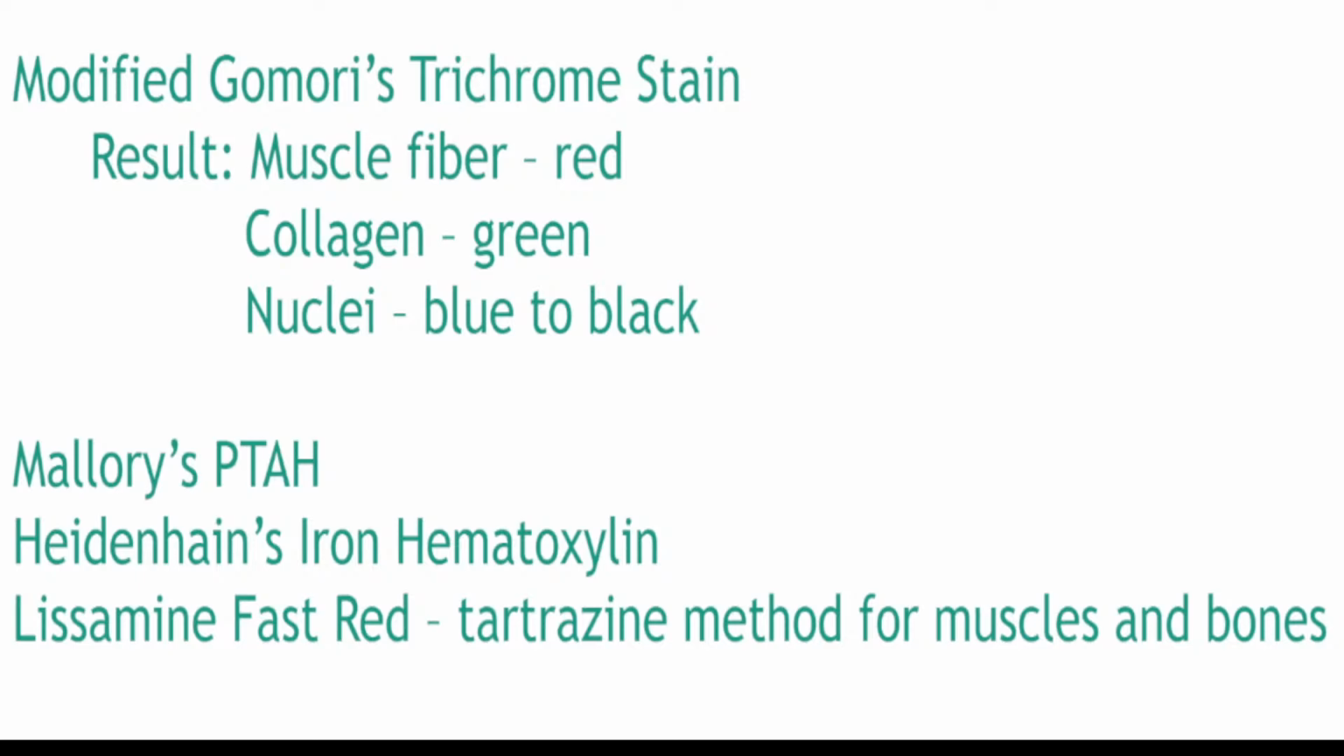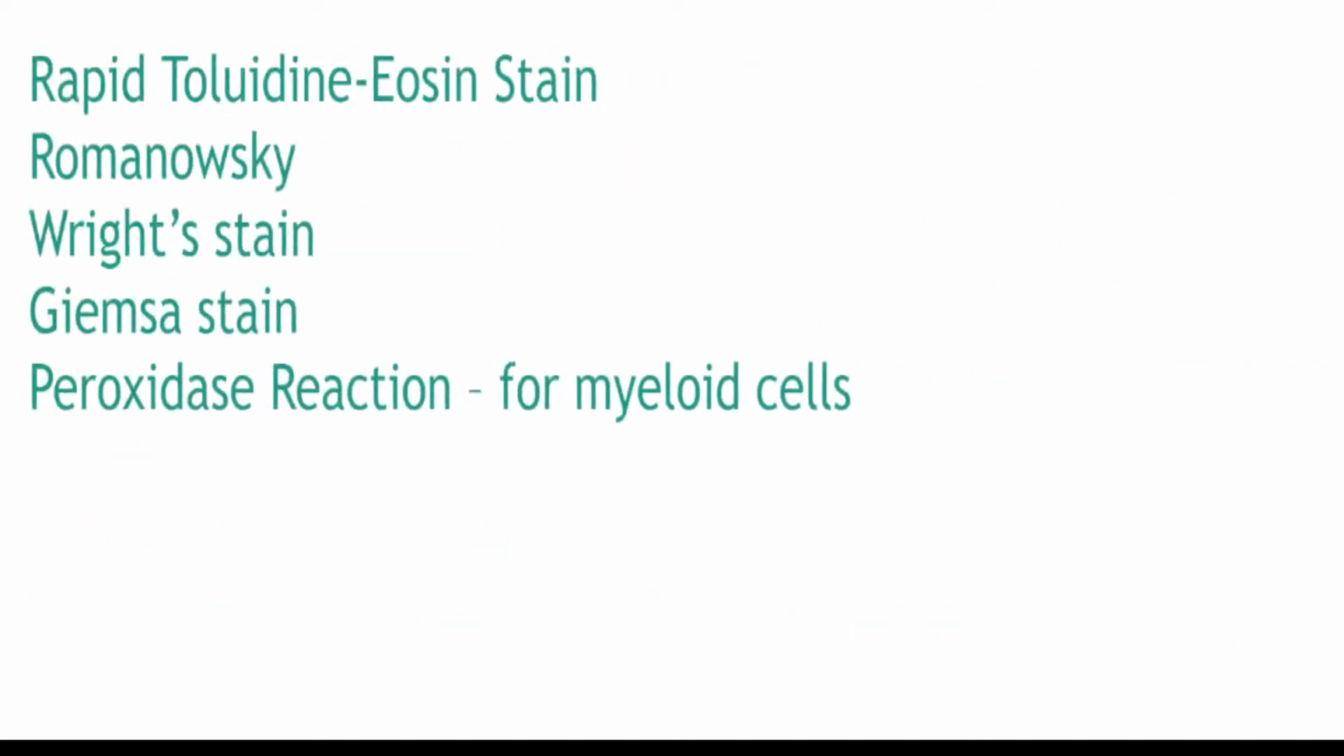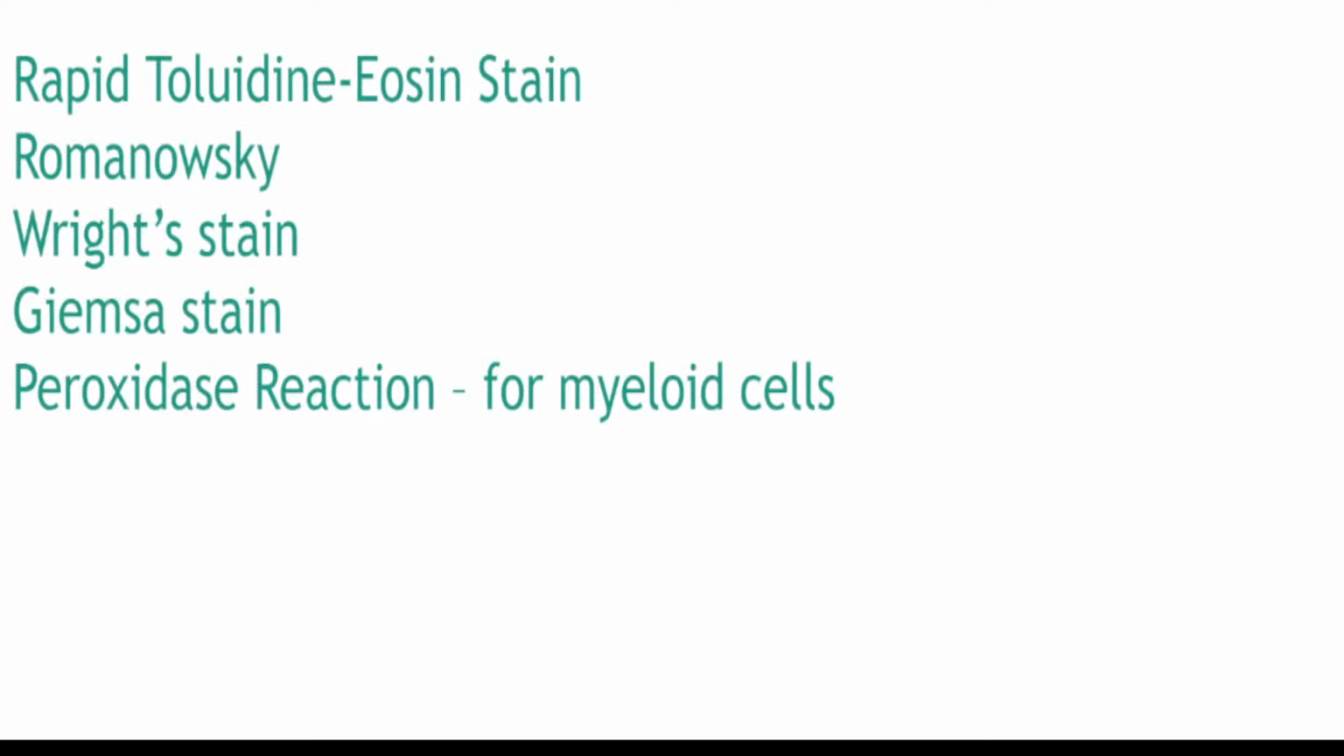Not very important. They didn't ask that one, that's why I didn't put anything in it. Stains for bone marrow and blood elements. I think you will have this in your board exams, not just for histopathology but also for hematology. So rapid toluidine eosin stain, we have that. It's just a one stain technique that demonstrates RBCs, the different types of WBCs, as well as platelets.